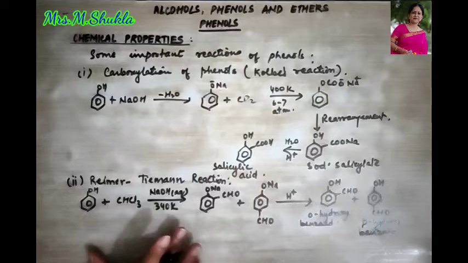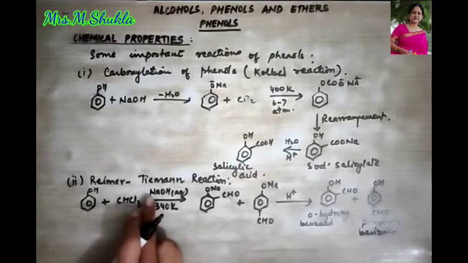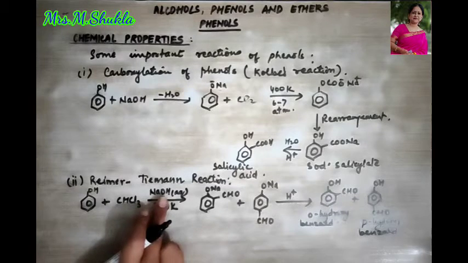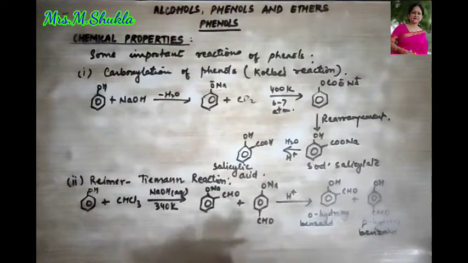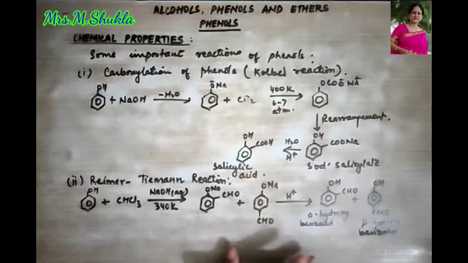Now, the reaction of phenol can also take place with carbon tetrachloride even in the presence of aqueous NaOH, right? To give a mixture of what? Then ortho-hydroxybenzoic acid will be given and para-hydroxybenzoic acid will be given. This is also your Reimer-Tiemann reaction.